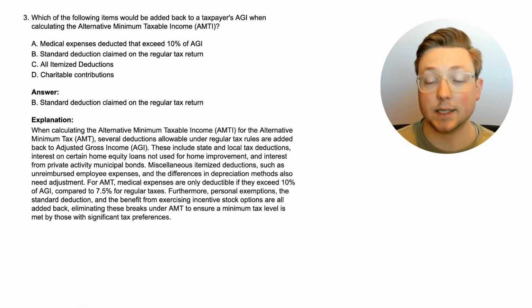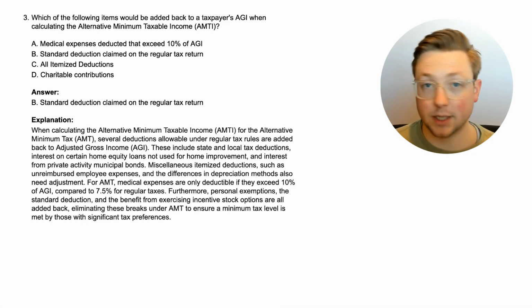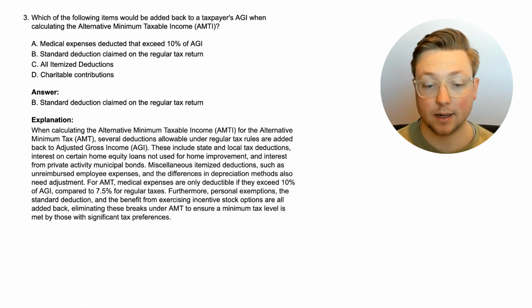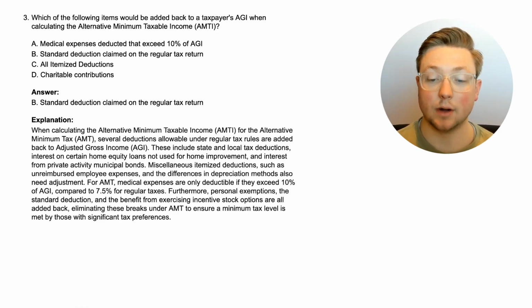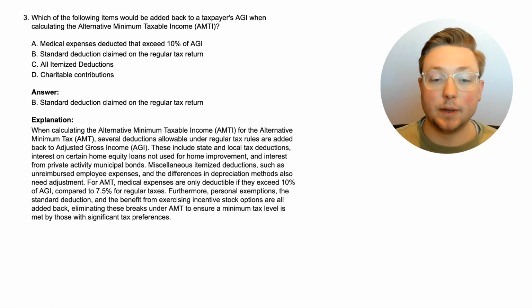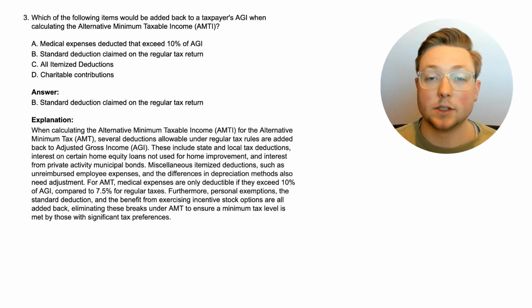It also includes miscellaneous itemized deductions such as unreimbursed employee expenses, and the differences in depreciation methods also need adjustment. And then also for AMT, medical expenses are only deductible if they exceed 10% of AGI compared to the 7.5% of regular taxes. Furthermore, personal exemptions, the standard deduction, and the benefit from exercising incentive stock options are all added back, eliminating these breaks under AMT to ensure a minimum tax level is met by those with significant tax preferences. So again, basically a lot of things that give big tax breaks to people are added back to AGI so that at least a minimum amount of tax is paid by this person.